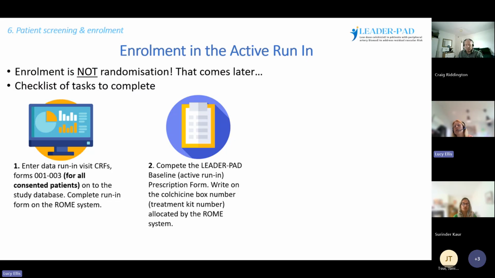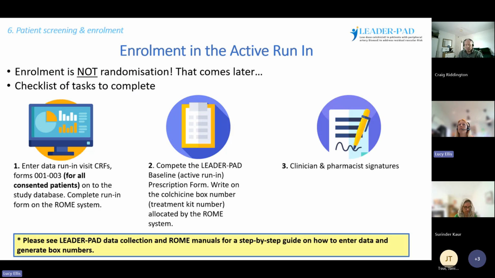They will then write onto that prescription the kit number that's been allocated by Roam. And then that prescription gets signed off by the study doctor and also the pharmacy team. Just to note that when you go onto the Roam system and get that kit number, it fires off an email to everyone registered with that system confirming the kit number.